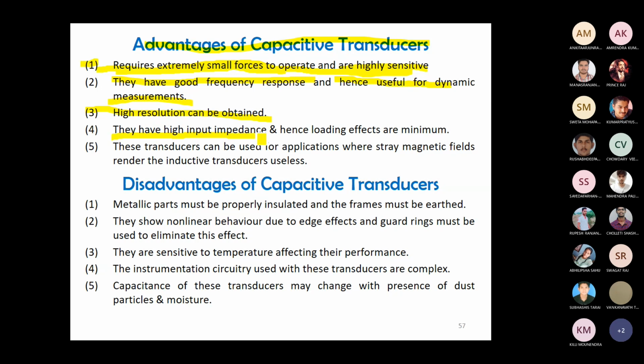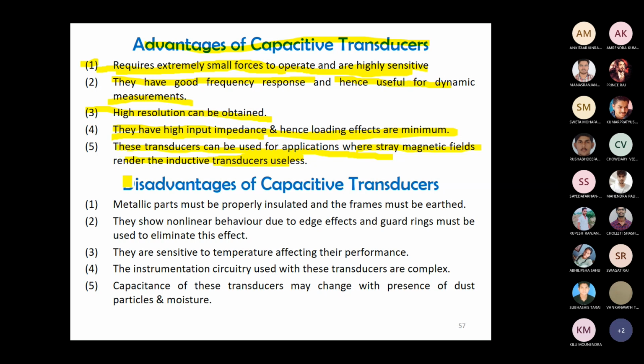They have high input impedance, hence the loading effect is minimum. This transducer can be used in applications where stray magnetic fields interfere with inductive transducers. So you can see some of the important advantages.